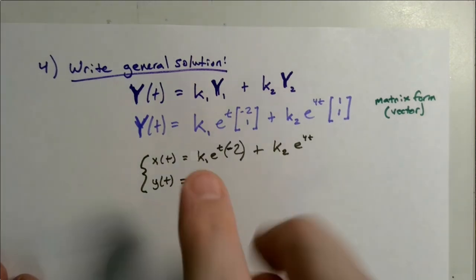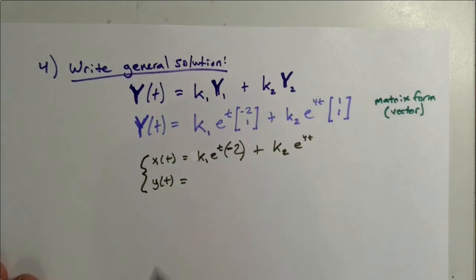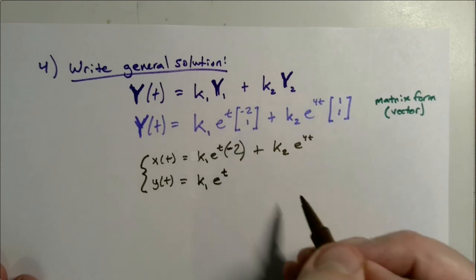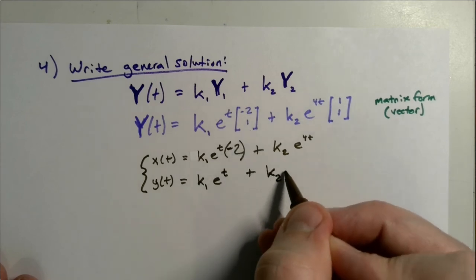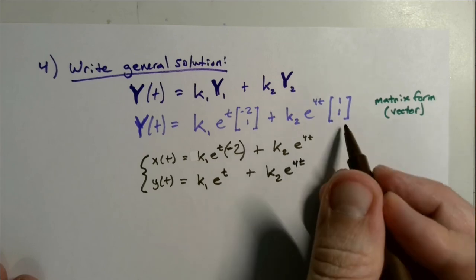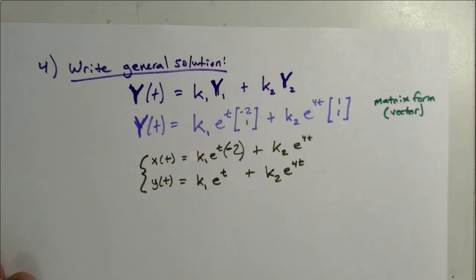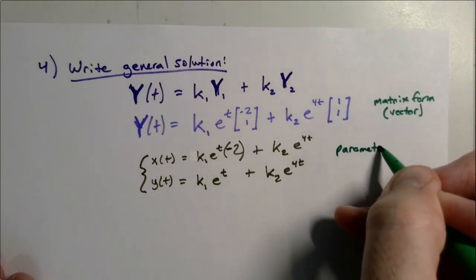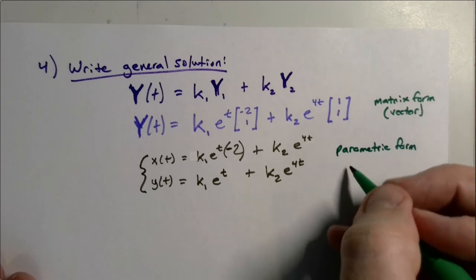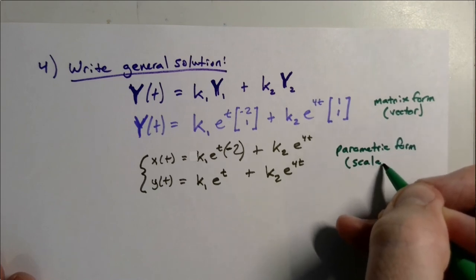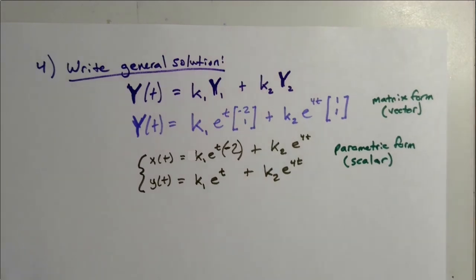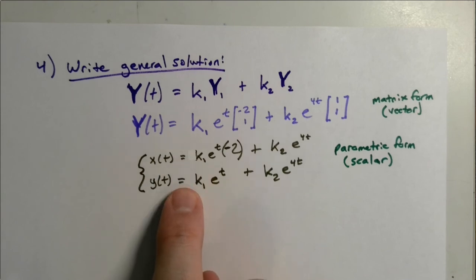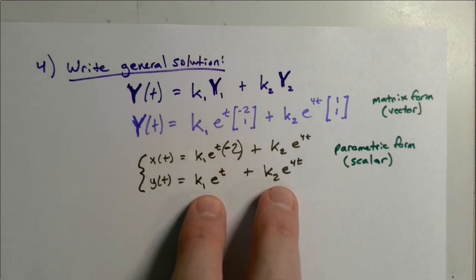My y of t is just going to be the bottom part of this. And so that's going to be k1 e to the t times 1 plus k2 e to the 4t times 1. And so what we've done here is we've found the parametric form, or you can think of it as the scalar form. Now, pretty easily you can say, well, the scalar form makes more sense to me because it's x coordinate and y coordinate. I can see what happens to x. I can see what happens to y.